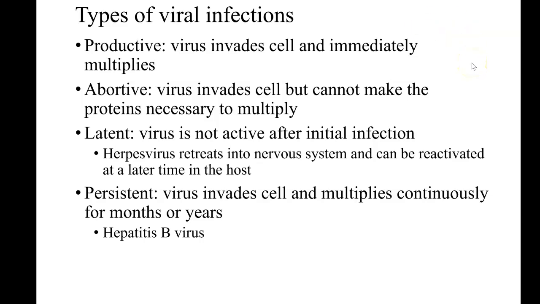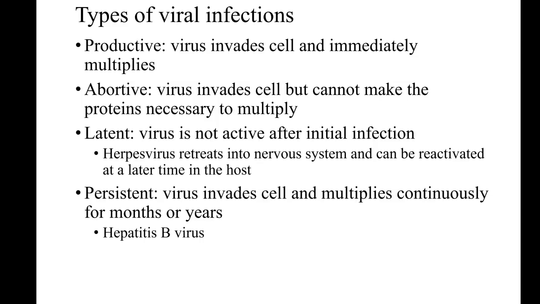Now, there's different types of viral infections. A productive infection, this is really successful from the point of view of the virus. So that virus is going to be able to adsorb, it's going to be able to get in, take over the host cell machinery, and divide. It's going to be able to multiply. That's a productive viral infection. It's successful from the point of view of the virus that is able to replicate.